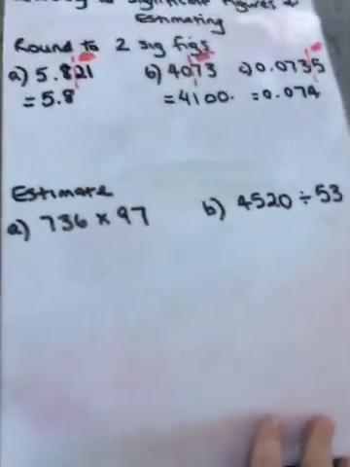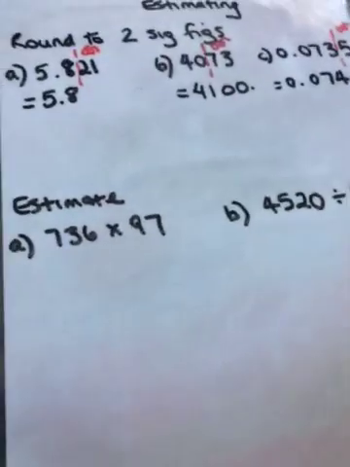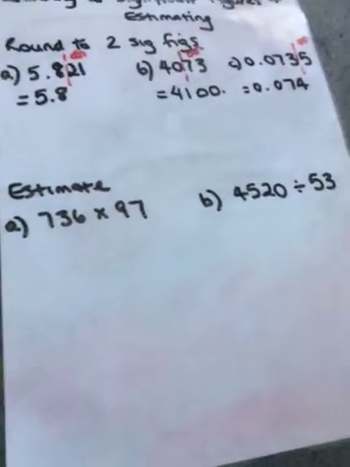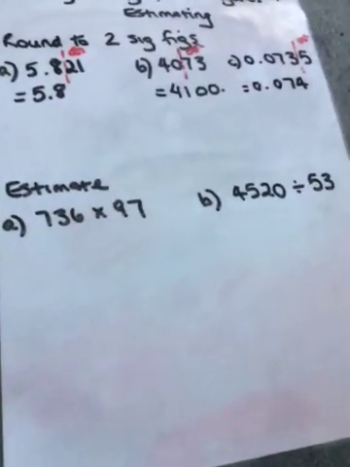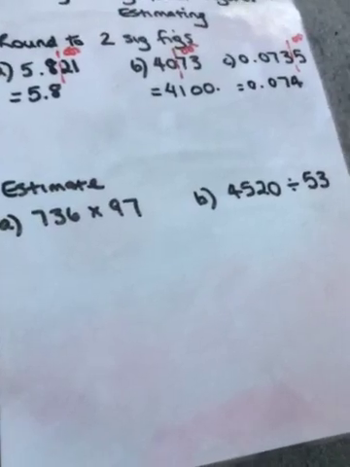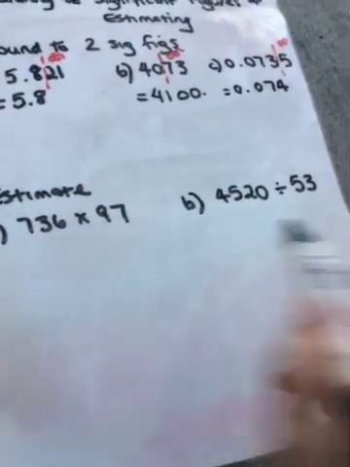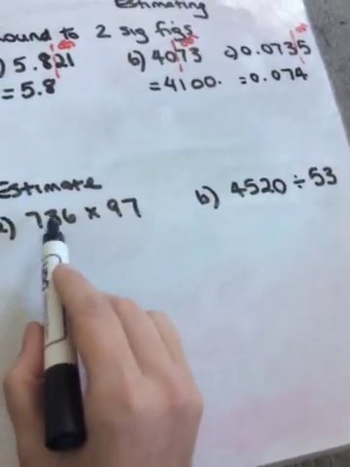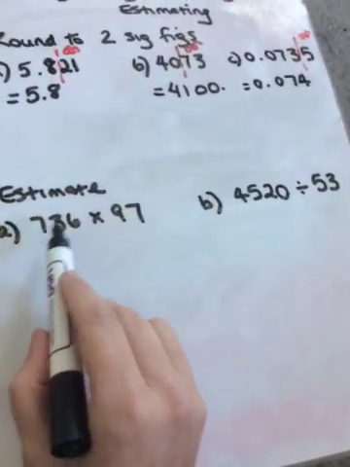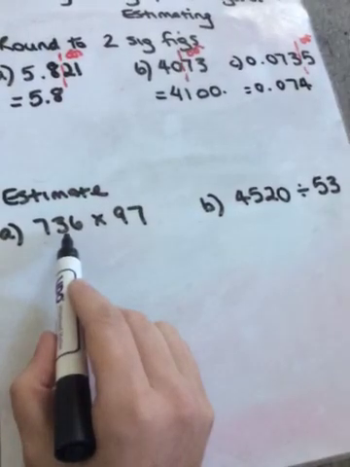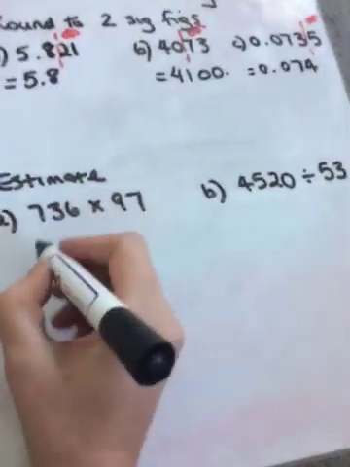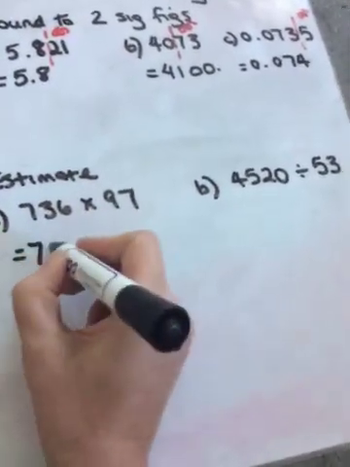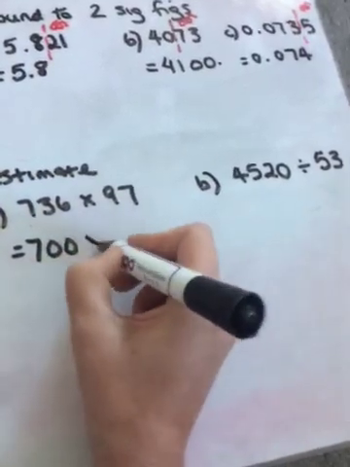So, if you're asked to estimate, all it's asking you to do is round to 1 significant figure to make your answer or your calculation much easier to get. So, if we're looking at 736, we're going to round that to 1 significant figure. We're using the 3 as evidence. It says leave the 7 alone, so we're rounding it to the nearest 100, and we've got 700 multiplied.